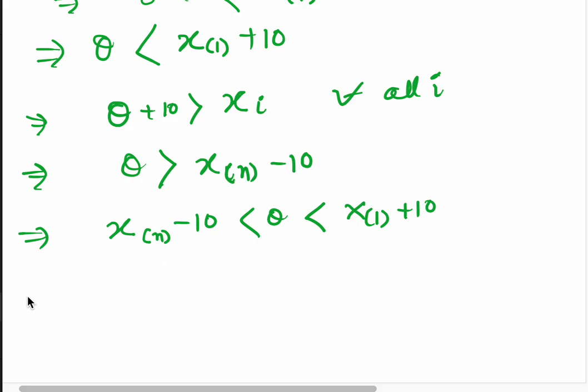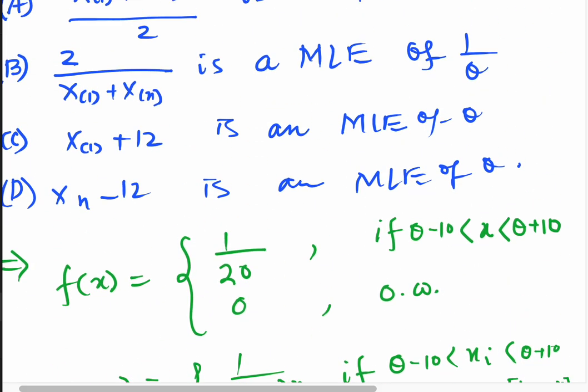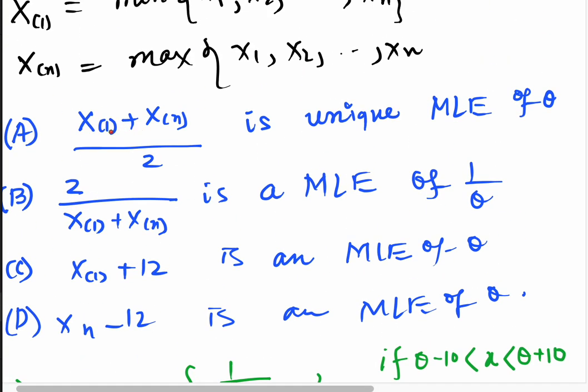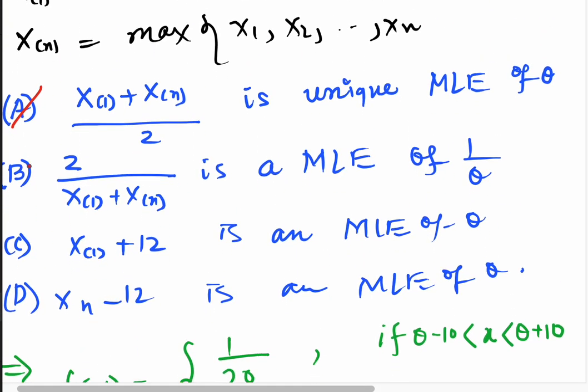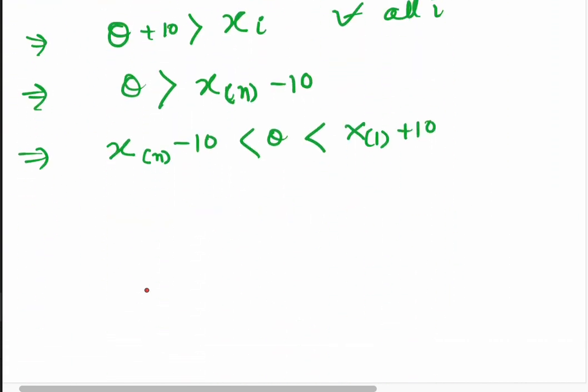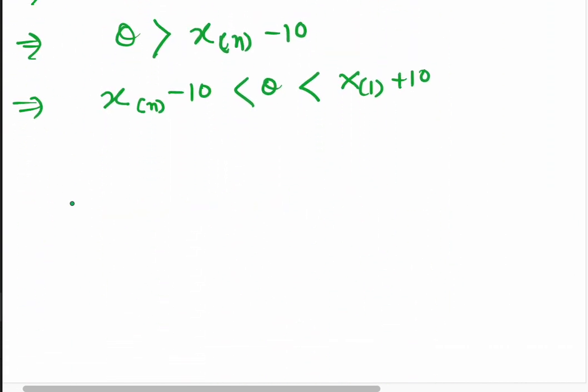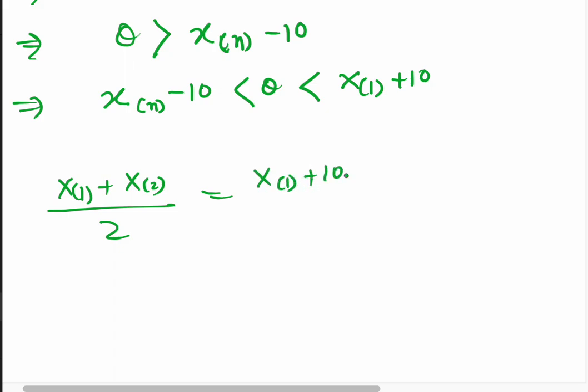So that means the first option is not correct. There is not a unique estimator. And option 2, let's check it. x1 plus xn by 2 is equal to x1 plus 10 plus xn minus 10 by 2. This number is obviously a number between this range. So that means this is an estimator for theta.